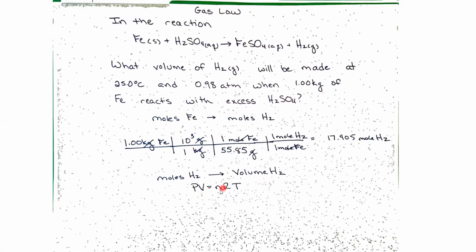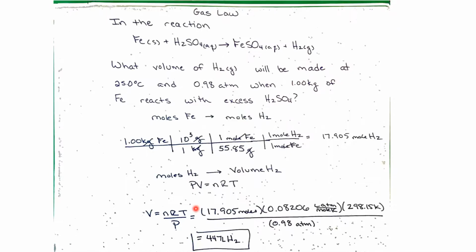So if I know my moles of this, and I do, R is always given. If I know a temperature, and I do, 25 degrees, and a pressure, which I do, 0.98 atmospheres, the only thing I don't know is volume. So it's a simple matter of plugging things in and finding out what it gives me.